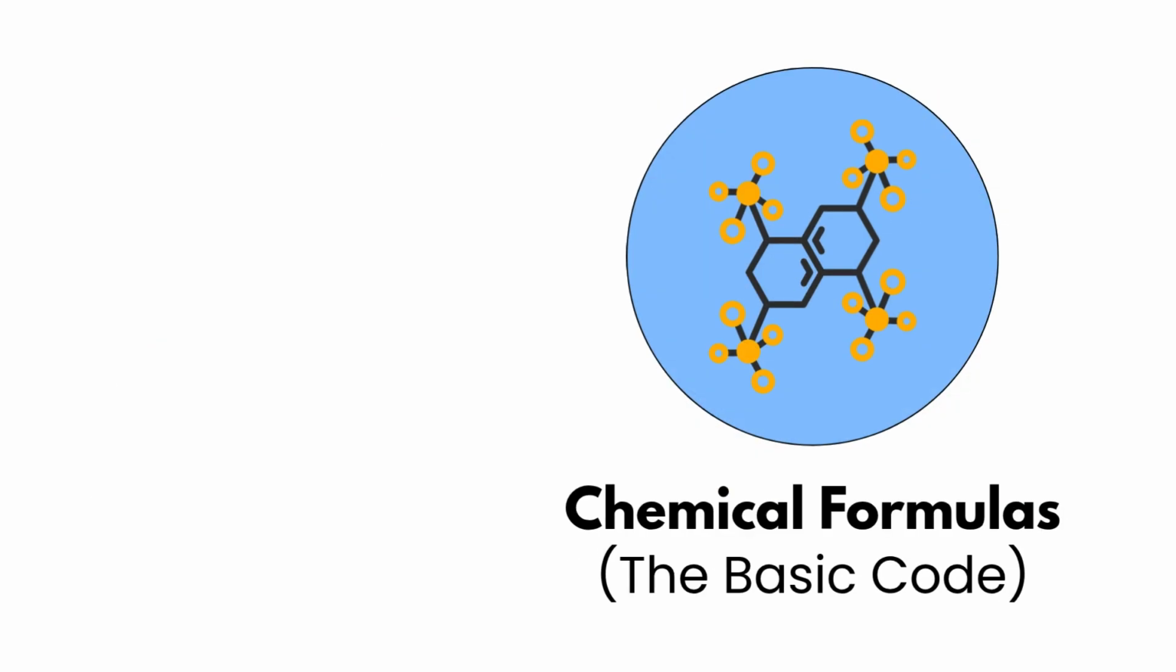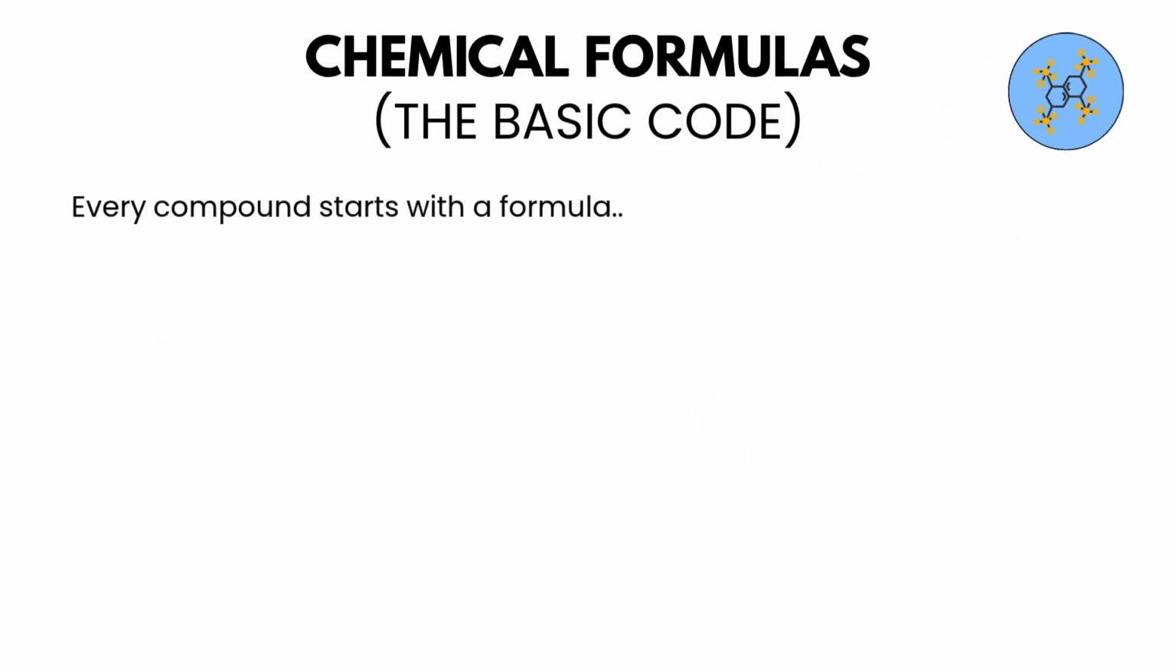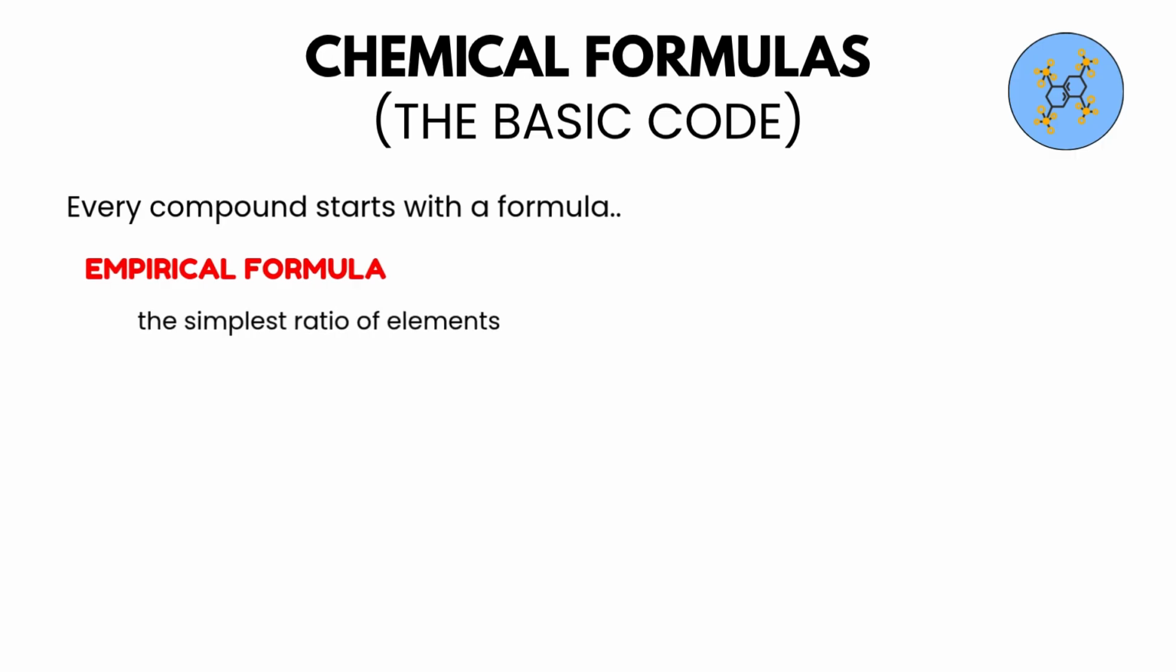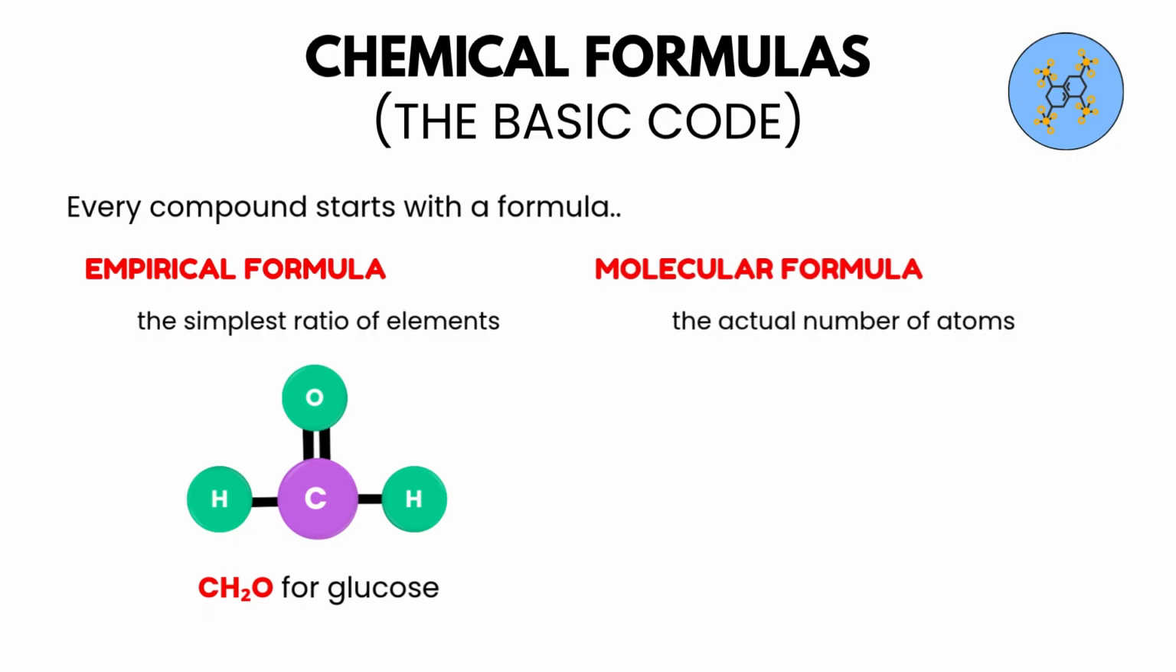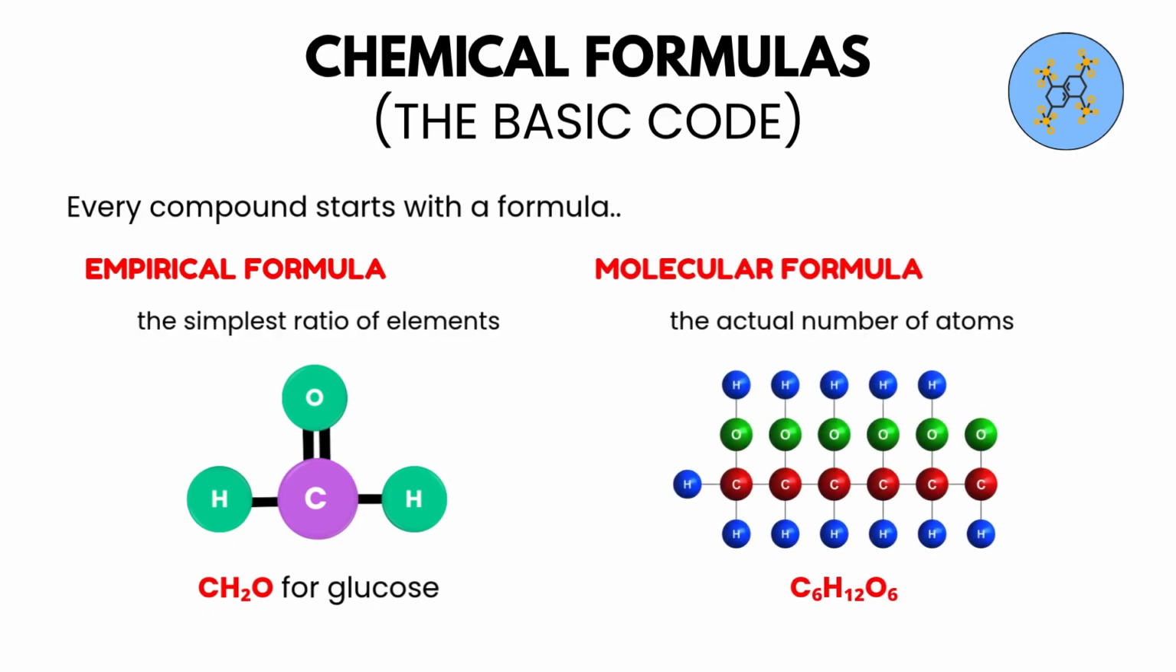Chemical formulas, the basic code. Every compound starts with a formula. An empirical formula shows the simplest ratio of elements, like CH2O for glucose. A molecular formula shows the actual number of atoms, C6H12O6. On the MCAT, these questions test whether you can tell when a formula gives composition versus true molecular detail.